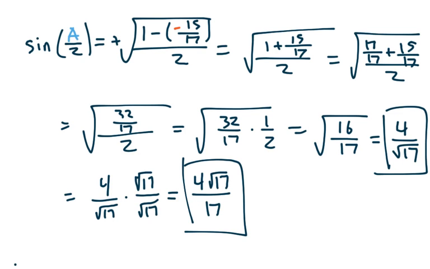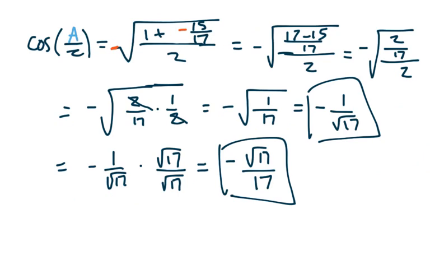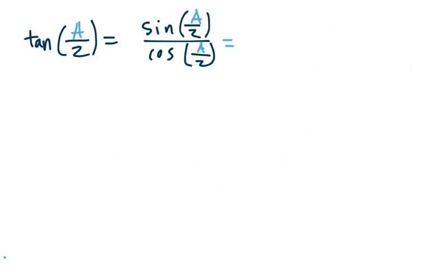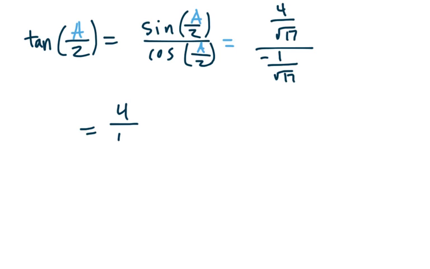Sine of A over 2, cosine of A over 2. Now this is a compound fraction and we simplify it. Instead of dividing by the denominator, we're going to multiply by the reciprocal. And look at that. As long as you remember positive times negative is negative, the root 17s go away, and this is just 4. So we have a tangent half-angle identity, but most of the time we just want to use the quotient identity, sine over cosine.